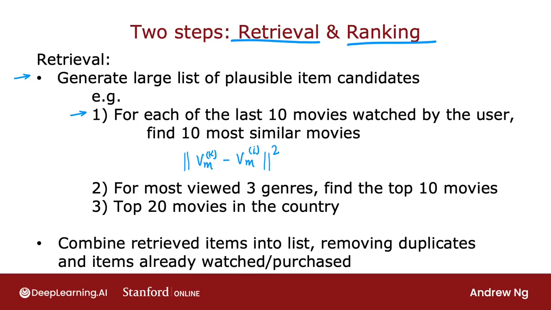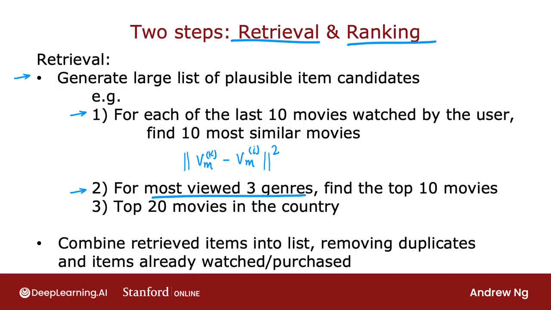So having pre-computed the most similar movies to a given movie, you can just pull up the results using a lookup table. This would give you an initial set of maybe somewhat plausible movies to recommend to a user that just showed up on your website. Additionally, you might decide to add to it for whatever are the most viewed 3 genres of the user.